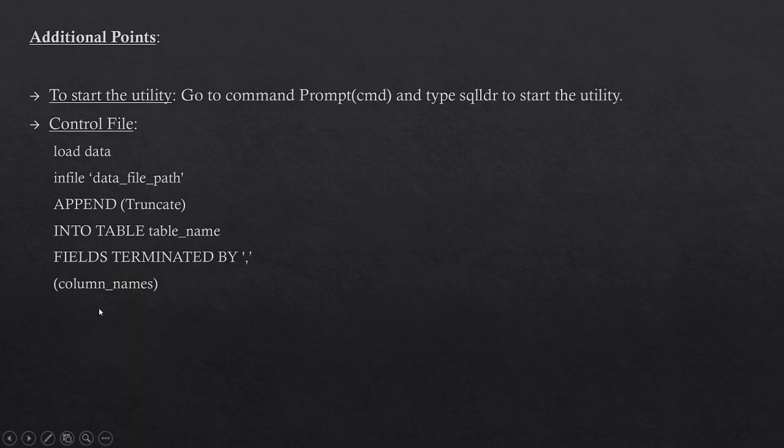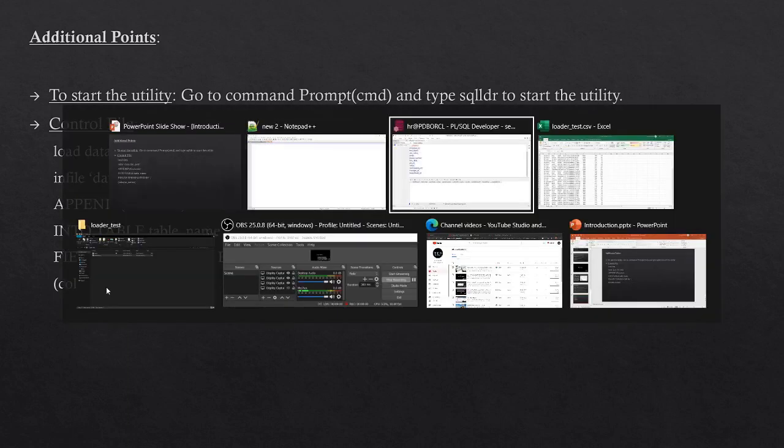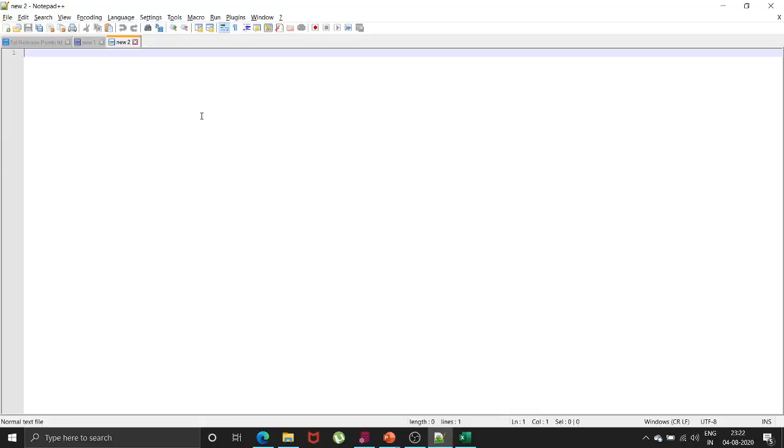Then we have column names. As I told you, you have to keep column names in the same sequence in which your table structure is, so keep it in mind. Then you have to save it in .ctl format. Okay, so let us see how the control file is prepared. We will prepare it over here.